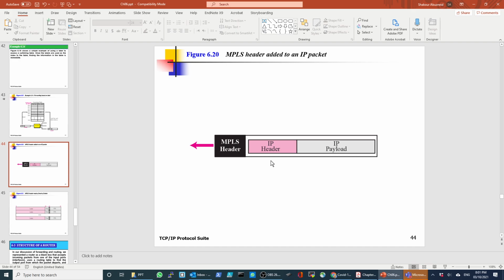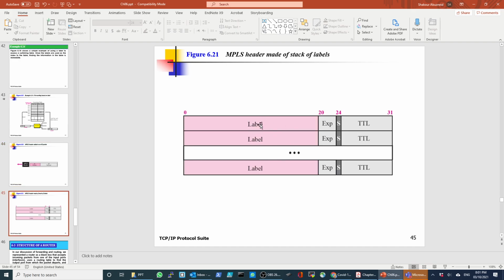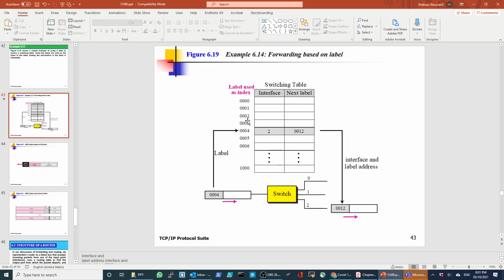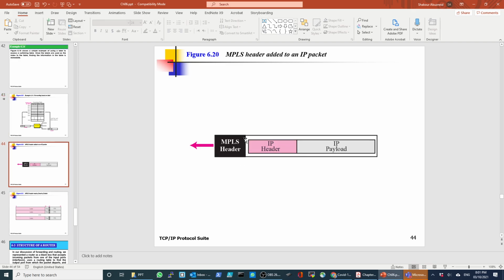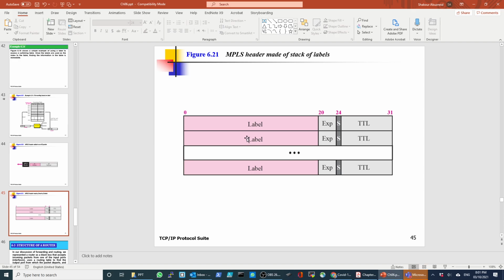So what are the contents? Let's take a look at the contents. The first thing is the label, and it's 20 bits, from bit 0 to 19. This field defines the label that is used to index the routing table. So this is the label that will be used for indexing, like in here. Okay, what else? Then we have the EXP, which is 3 bits, and these are reserved for experimental purposes. There is no use for them right now.